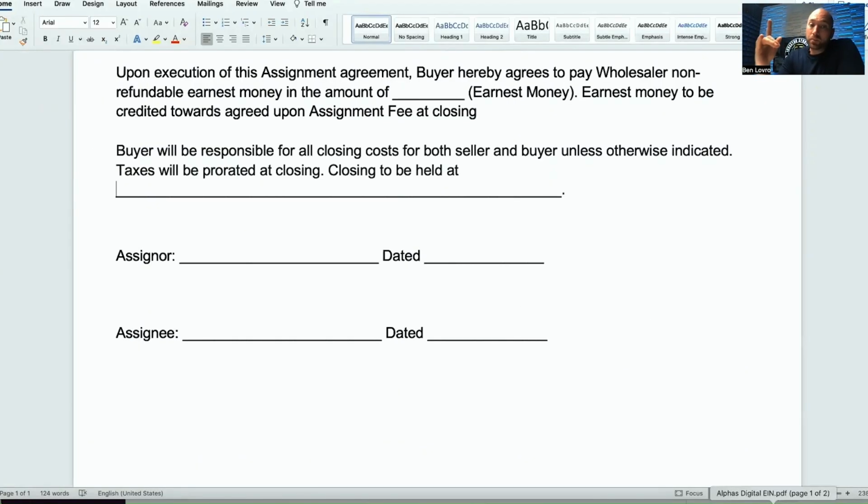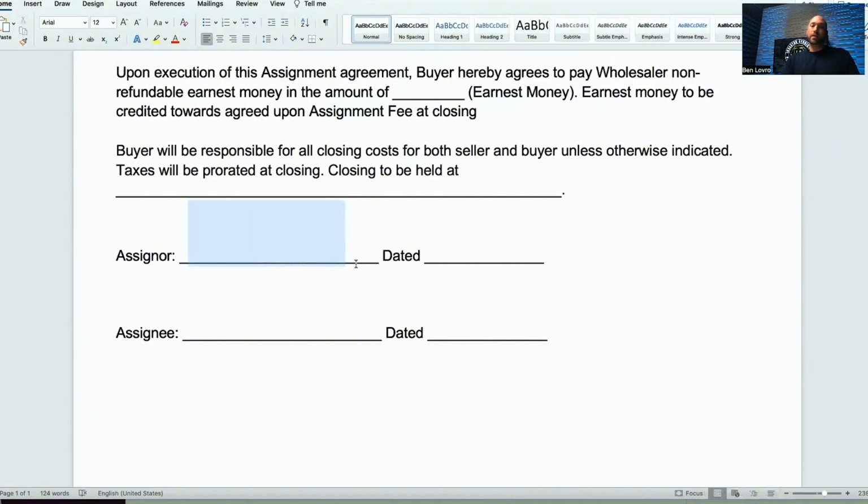Buyer will be responsible for all closing costs, both seller and buyer, unless otherwise indicated. Taxes will be prorated at closing to be held at your law firm, attorney, title company, who you're comfortable with facilitating this transaction. Now again, do make sure that the law firm or the title company that you're using is comfortable facilitating an assignment of contract. Super important. And of course, signed and dated.